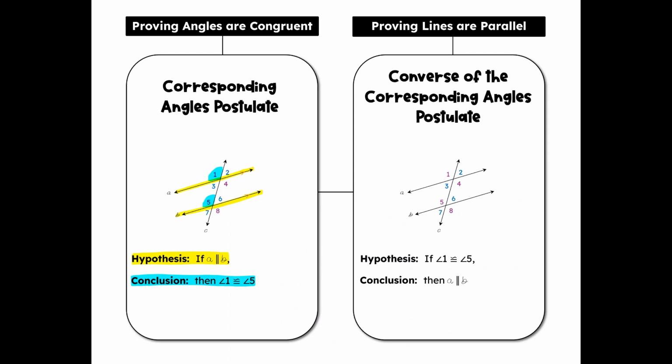The converse of that, which remember, we get a converse when we switch the hypothesis and conclusion. The converse of the corresponding angles postulate tells us if angle 1 is congruent to angle 5, then I can conclude line A is parallel to line B. So that means let's go back, corresponding angles postulate, if lines are parallel, then corresponding angles are congruent. If corresponding angles are congruent, then lines are parallel. That's the converse of the corresponding angles postulate.